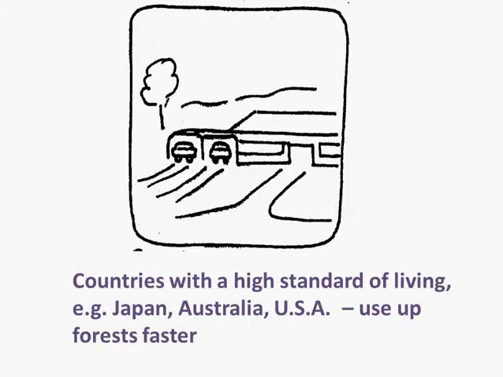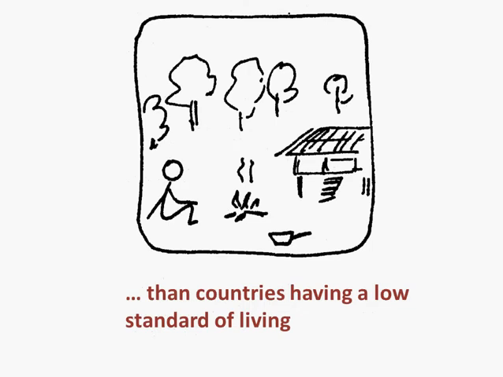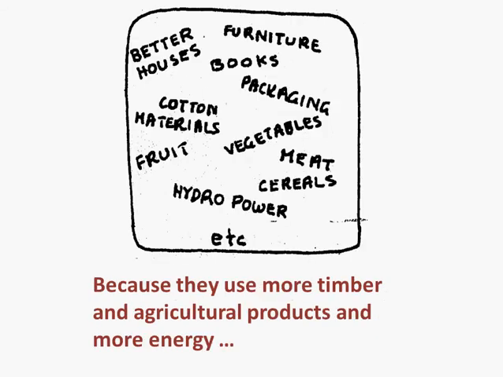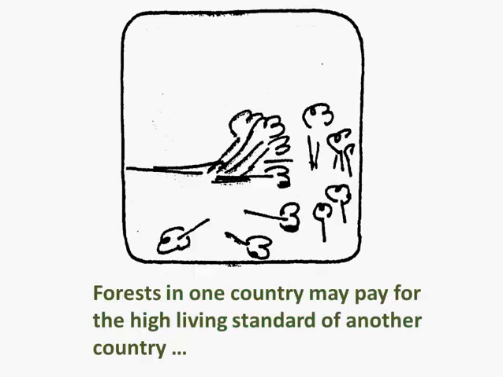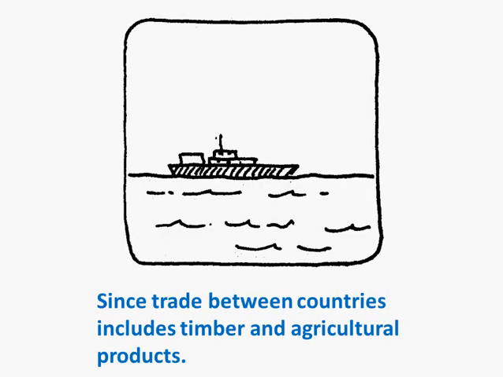Countries with a high standard of living, for example Japan, Australia, USA, use up forests faster than countries having a low standard of living, because they use more timber and agricultural products and more energy than those with a lower living standard. Forests in one country may pay for the high living standard of another country, since trade between countries includes timber and agricultural products.